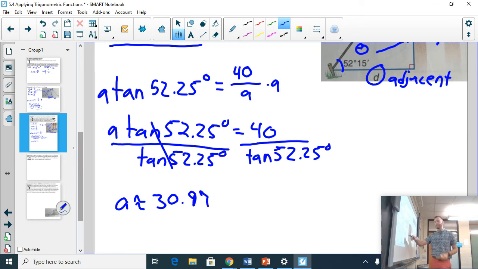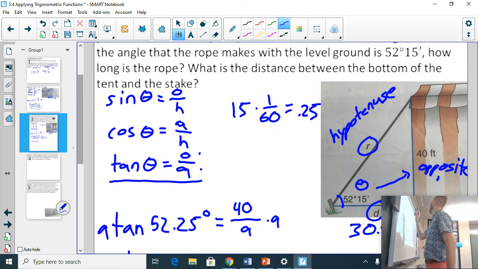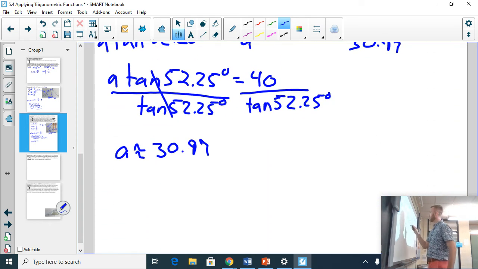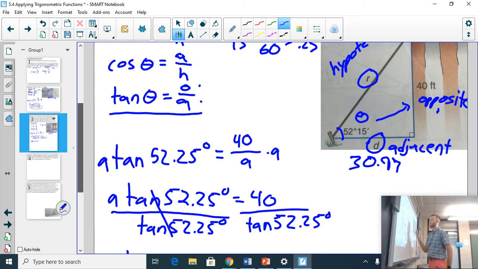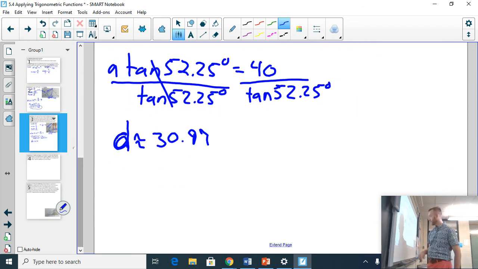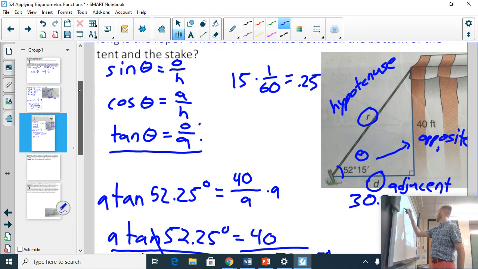And then this is a side length. It's not in degrees, right? This is the side length. This is this side length right here, 30.97, right? So not in degrees. And so that is the length. What is the distance between the bottom of the tent and the stake? That's our D actually. So I'm going to label it D down here because that's what we have it labeled right here. But it is the adjacent side. So now we need to find the hypotenuse.